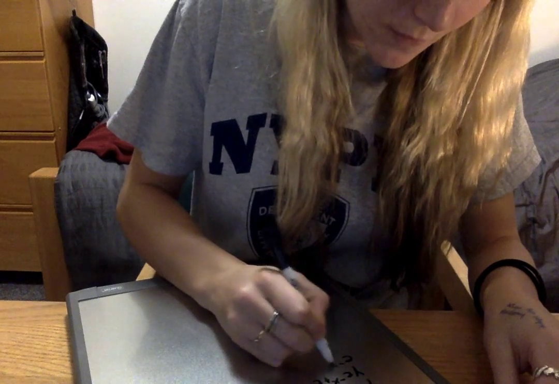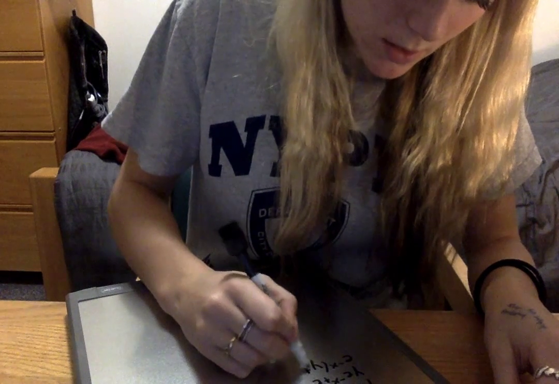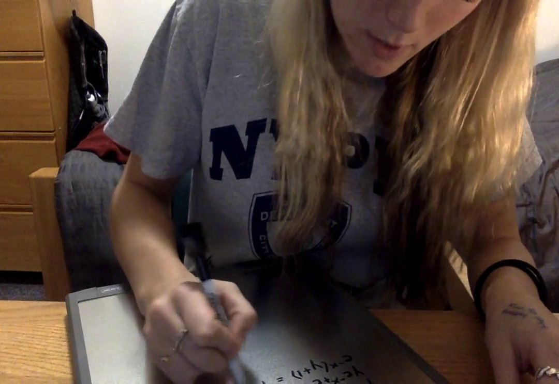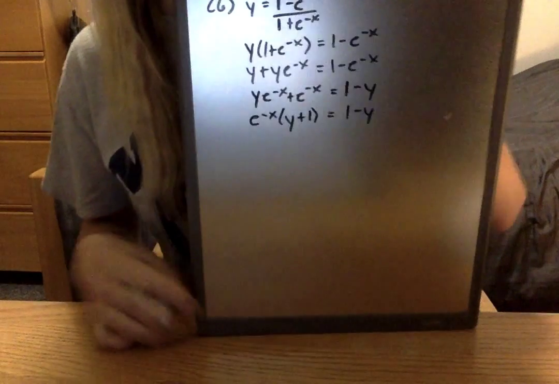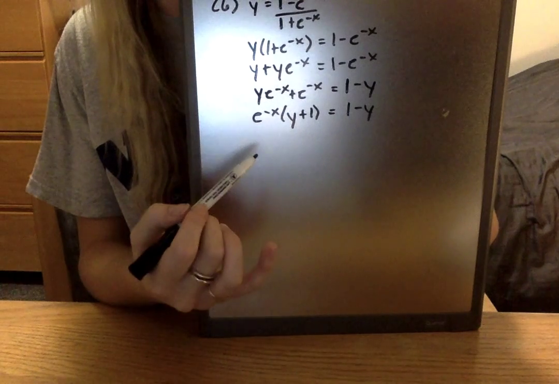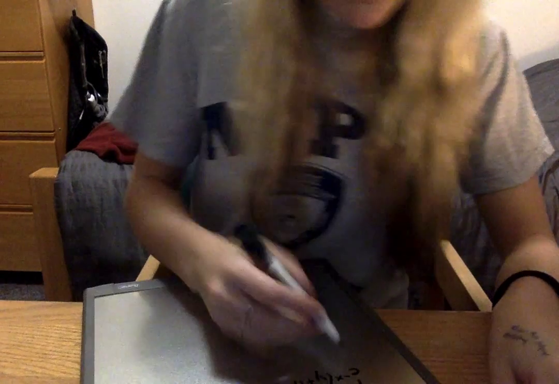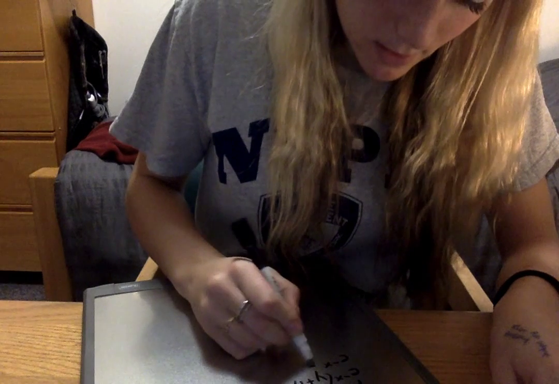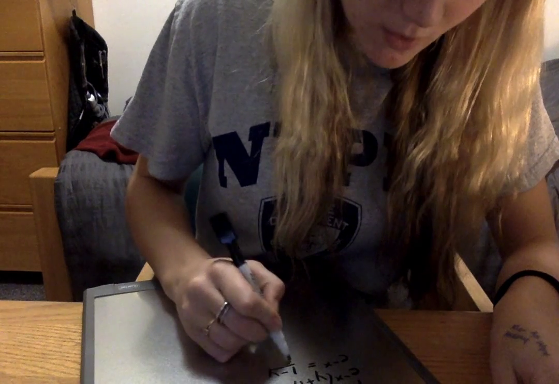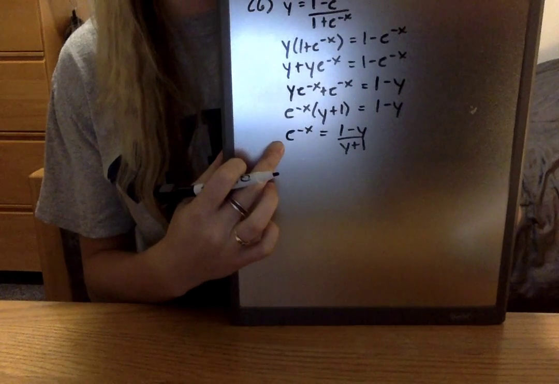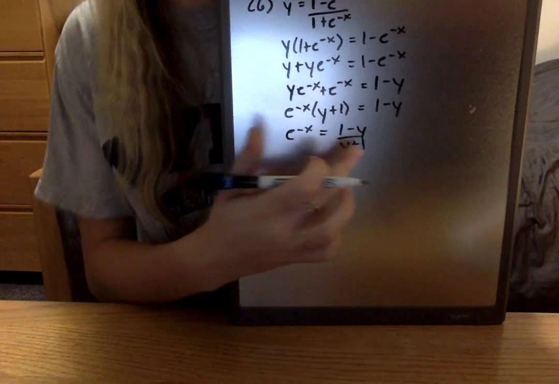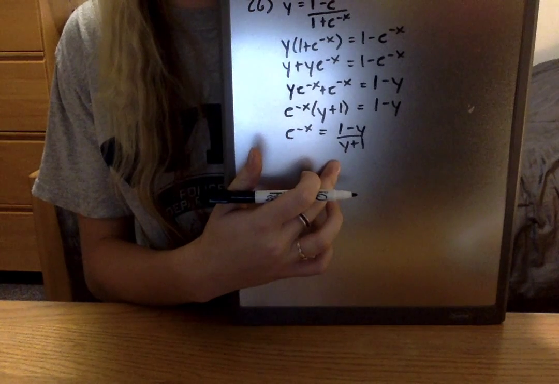So now I can factor out that e to the negative x, to get e to the negative x times (y plus 1) equals 1 minus y. So all I did was factor out that e to the negative x. And then to better isolate for x, we can do e to the negative x and then divide by that y plus 1 on both sides. So the e to the negative x is on one side on its own, and we have the (1 minus y) over (y plus 1) on the other side.